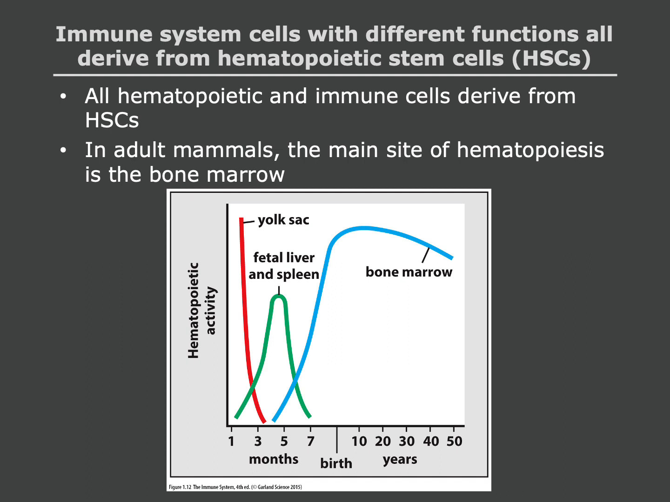You can see on this diagram, down here on the x-axis is time and hematopoietic activity is over here. We won't go into this too much, but there's a lot of developmental hematopoiesis that goes on in the yolk sac. Then that comes up in the fetal liver and the spleen. That basically goes down as you are born, and then it shifts to the bone marrow. This maintains you for the rest of your life.